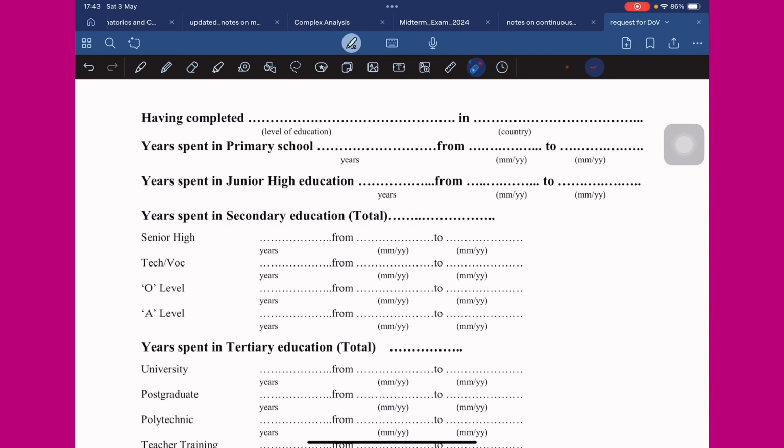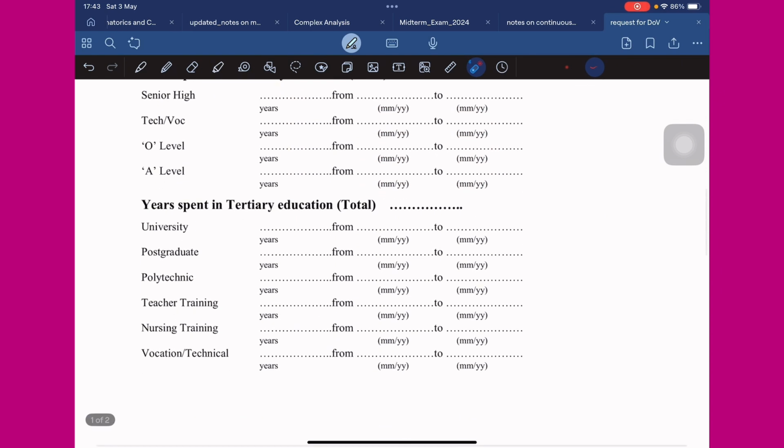Then here you write the date you started the senior high school to the date you ended. The same applies to the vocational school here. So this is the meaning. If you are just requesting this DOV with just your senior high school, then you just have to write here, and those coming from Ghana, 3 years, you write it here from the year you started to the year you completed. Then here the total will be the same, 3.